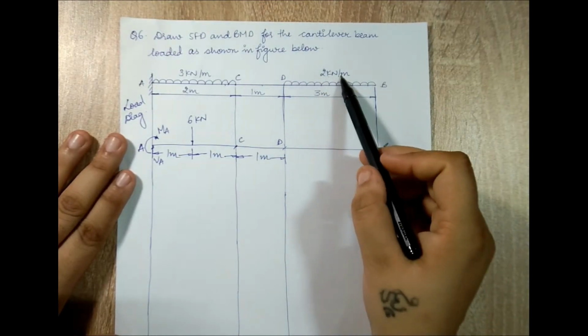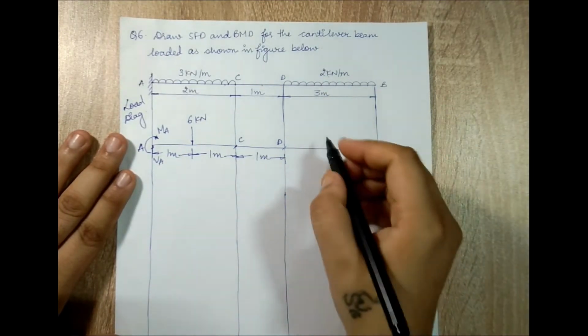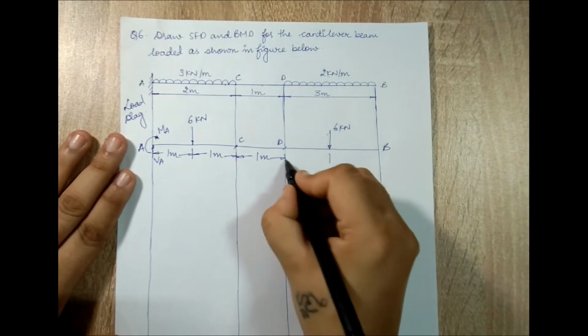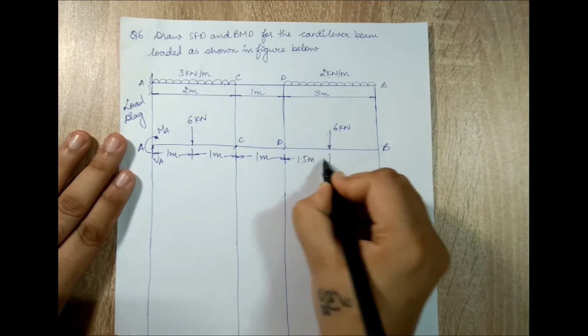This load is 2 kilonewton per meter and the distance is 3. So again the value is 6 kilonewton and the distance will be 1.5 meter each.